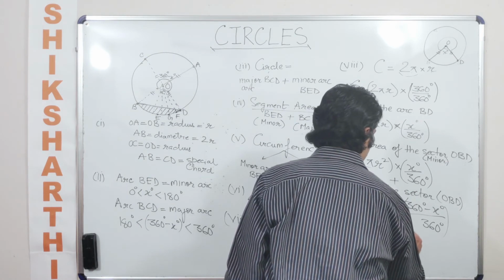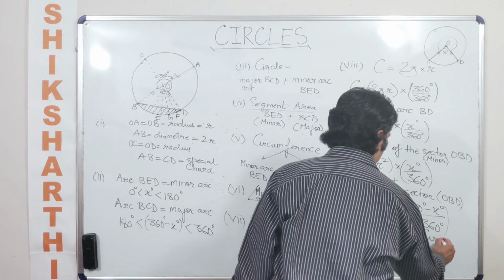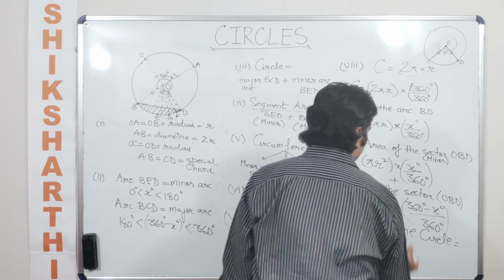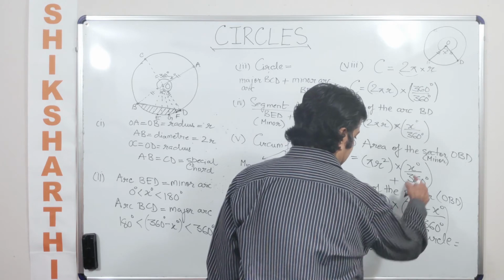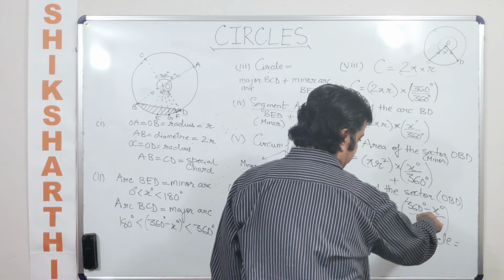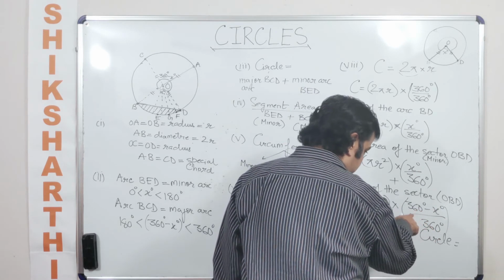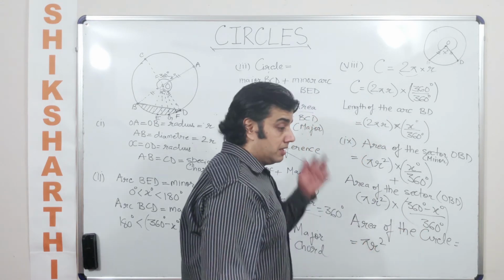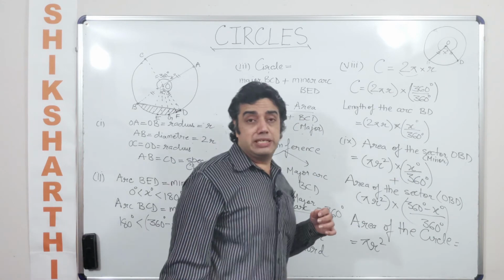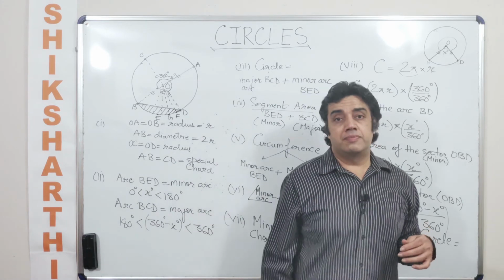So the area of the circle in this case becomes how much? You can take pi r square as common, and then x by 360 degrees plus (360 minus x) by 360 degrees, which is equal to pi r square into 360 upon 360, which becomes so interesting.